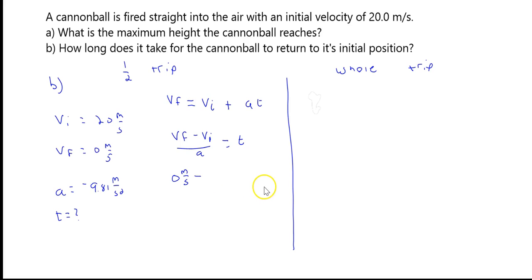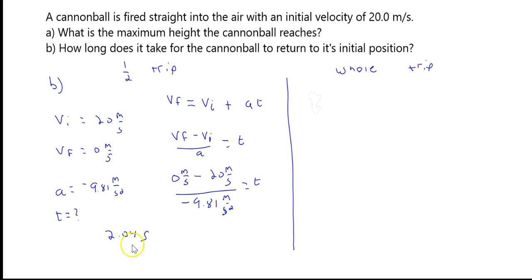0 meters per second, because that's the velocity at the top, and I'm just dealing with half the trip right now, minus 20 meters per second, all divided by negative 9.81 meters per second squared, and I'm going to find a time of 2.04 seconds. Now, it's very important that I got the sign on all of these correct. It doesn't matter if I make up positive or negative, but it's very important that we recognize the acceleration is always towards the Earth. So in this case, it was opposite our initial velocity, because our initial velocity was away from the Earth.